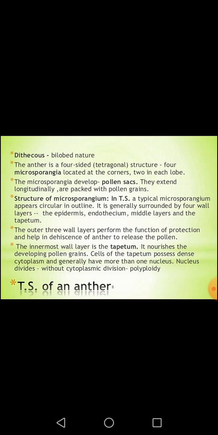पॉलन बनाता है। तो एज आई मेंशन्ड अर्लियर कि an anther is a four-sided structure. It is a tetragonal structure and each corner contains one microsporangium, and this microsporangium further, in future, develops into pollen sacs, ठीक है, which are finally packed with the pollen grains. Now I am talking about the structure of the microsporangium.